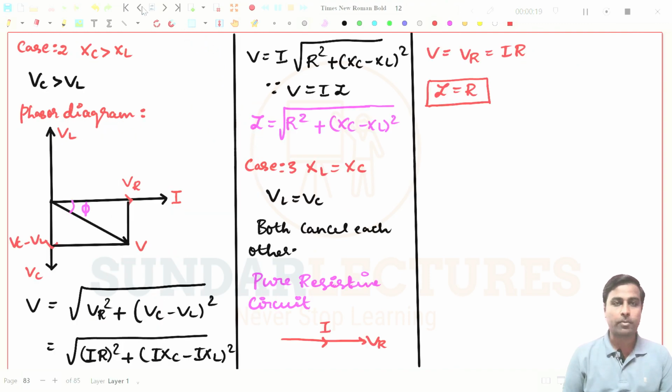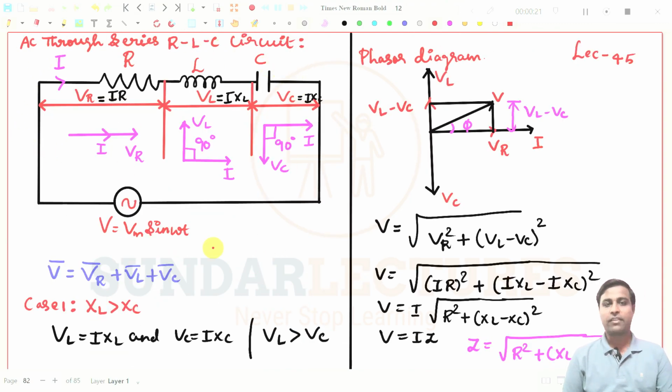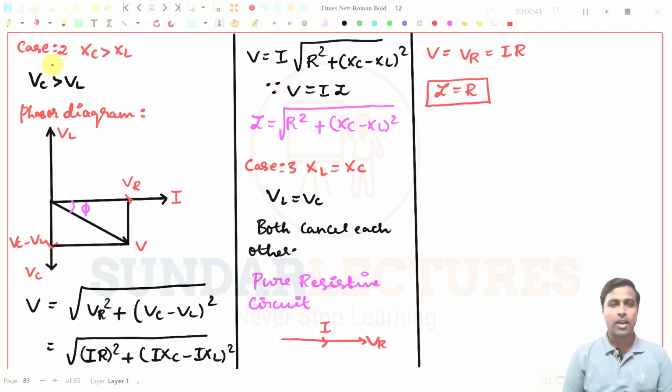So what are all the topics we have seen in the previous class? We have taken the RLC series circuit derivations and AC through RLC circuit. We have seen three cases. Case 1 is XL greater than XC, and how the phasor diagram will come, and then we found the impedance value. And we went to case number 2, that is XC greater than XL, and we found the value of Z, and so many things we have seen in the previous class.